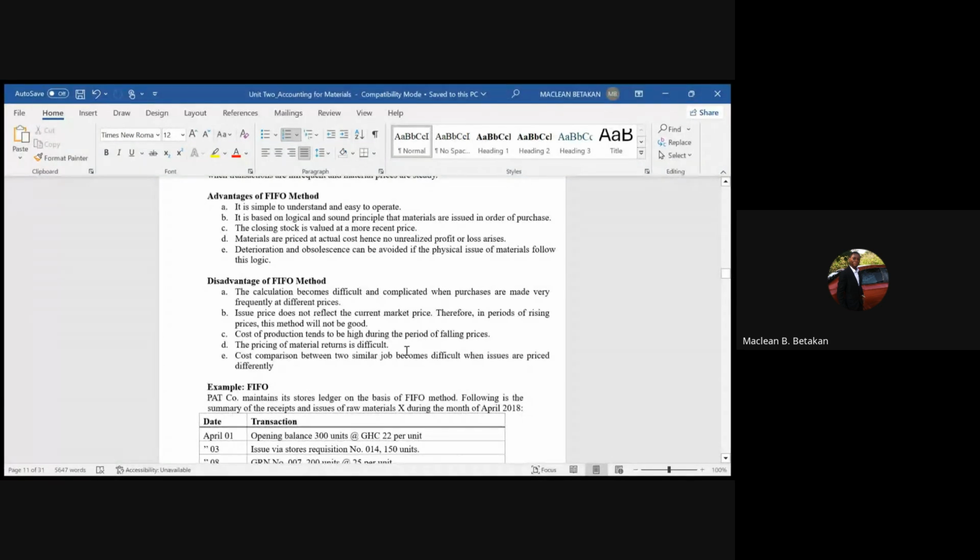Then the pricing of material returns is difficult. Yes, we've talked about this. So it's difficult to price the profit on these materials.